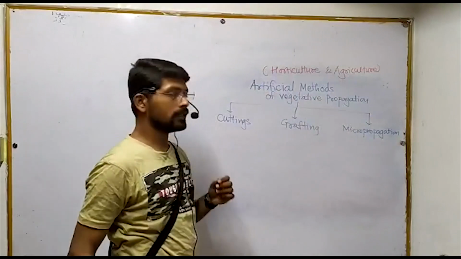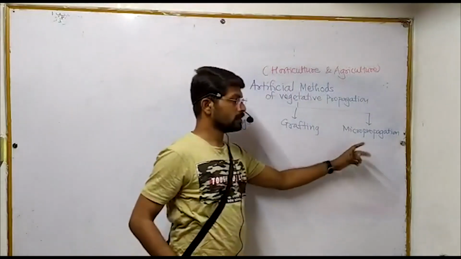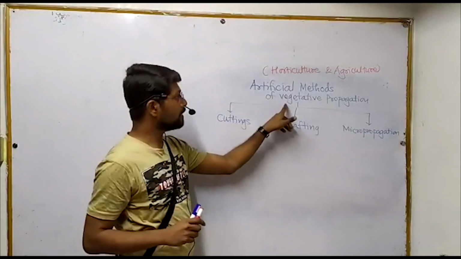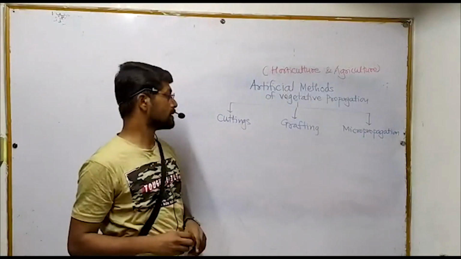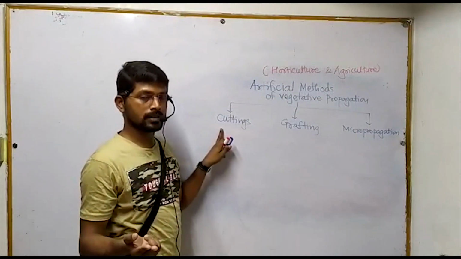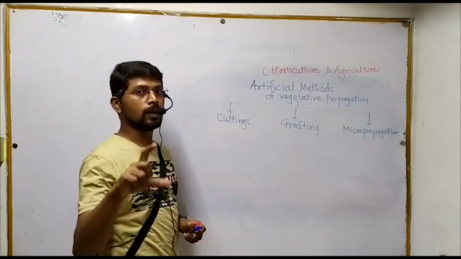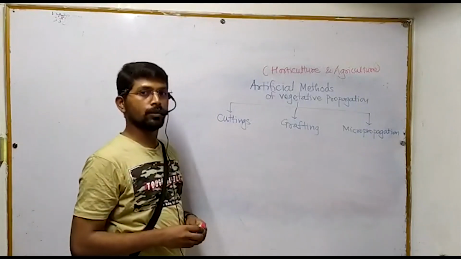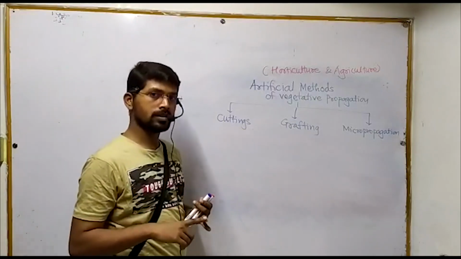Now these methods are classified into different types. One is called cuttings, the second is called grafting, and the third one is called micropropagation. Cuttings, as this is again a vegetative propagation, only vegetative parts of the plant are involved in the process. Cutting a vegetative part and using those cut pieces for propagation of the plant is simply called cuttings. So these are small pieces of stem, roots and leaves used as propagatory material. Cuttings can be done for stem, roots as well as leaves.